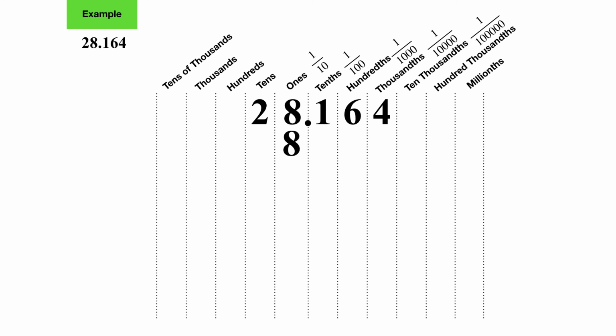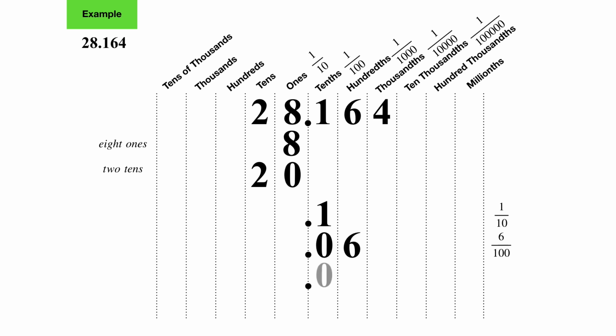So now let's analyze the number. I've got 8 ones. I've got 2 tens, which is 20, padding out the number. And now I'm done with my whole number side. Now I'm going to go over to the decimal side, after the point. So I've got 1 tenth, or 0.1. I've got 6 hundredths, or 0.06. And I've got 4 thousandths, or 0.004.